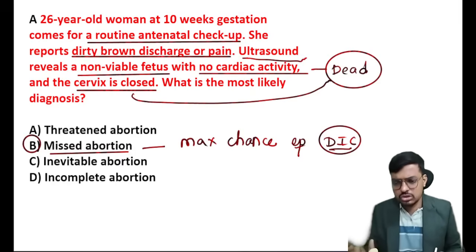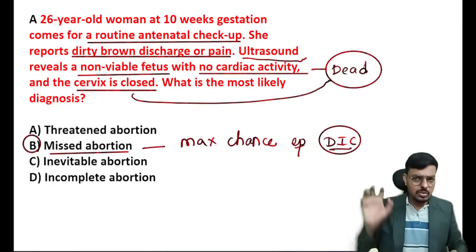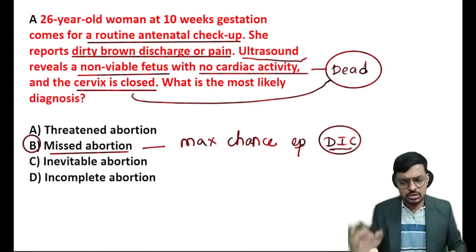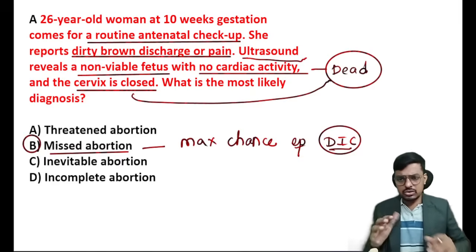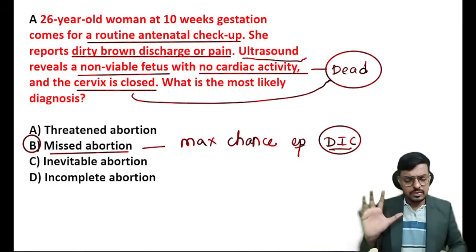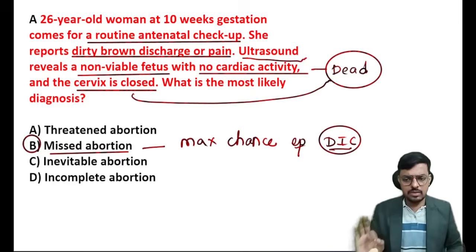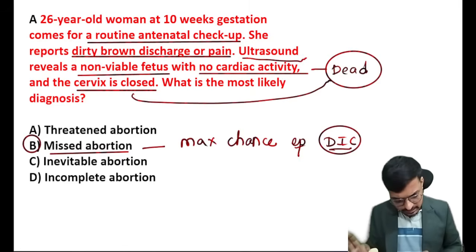In the incomplete abortion, what happens? Half of the product of conception will come out and half will remain inside the uterus, and in the USG we will see half of the product of conception. On per abdominal examination also, the height of the uterus is lower as compared to the period of gestation. That is what we see in the incomplete abortion. One thing we have to remember: the cervical os is closed and there is no cardiac activity or viable fetus, so missed abortion is our answer. Hope it is clear to every one of you.